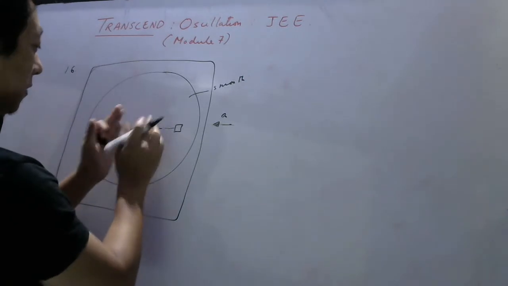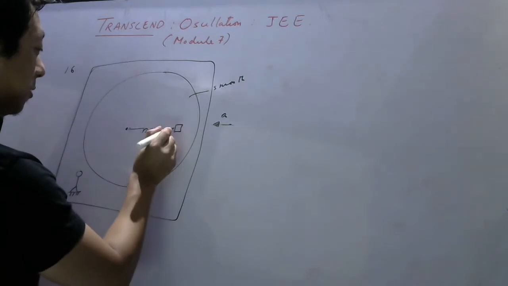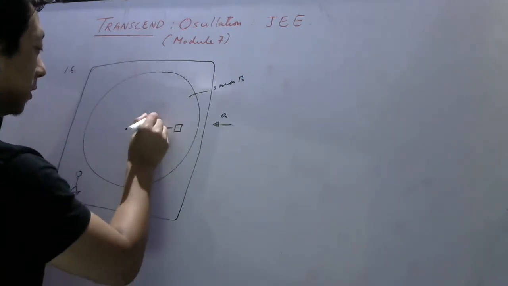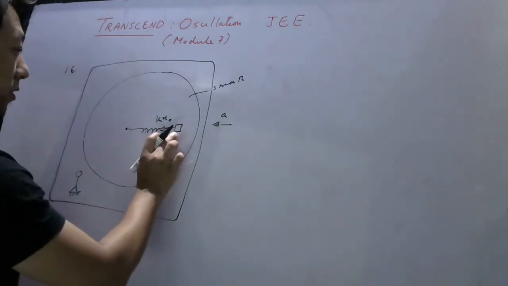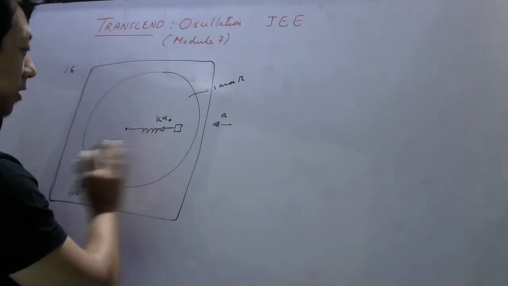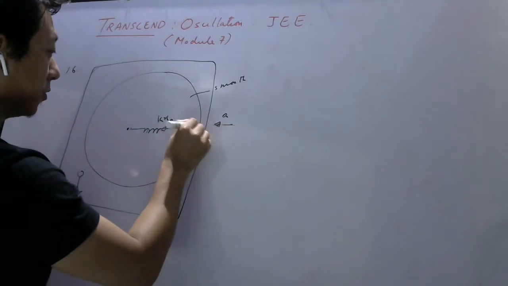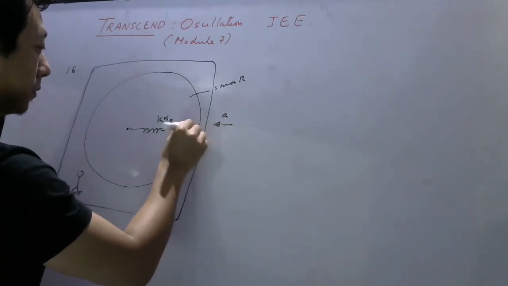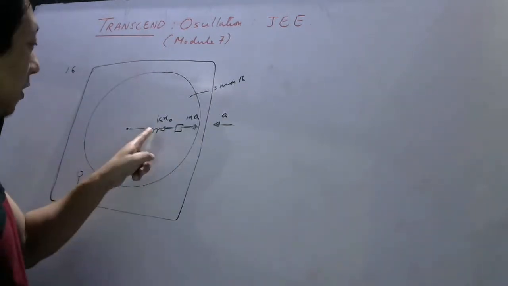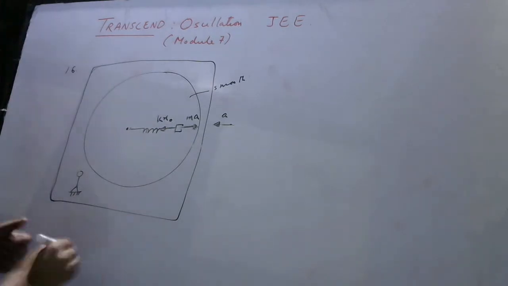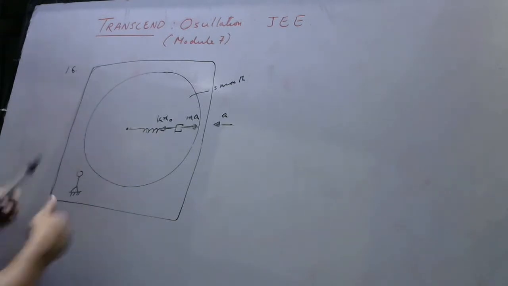If the spring stretches by x naught, there will be a spring force k x naught. With respect to this person, this object is not oscillating with respect to the table, so it is at rest, which means this force has to be balanced by the pseudo force. Pseudo force is ma. So this force is k x naught, and this is ma.